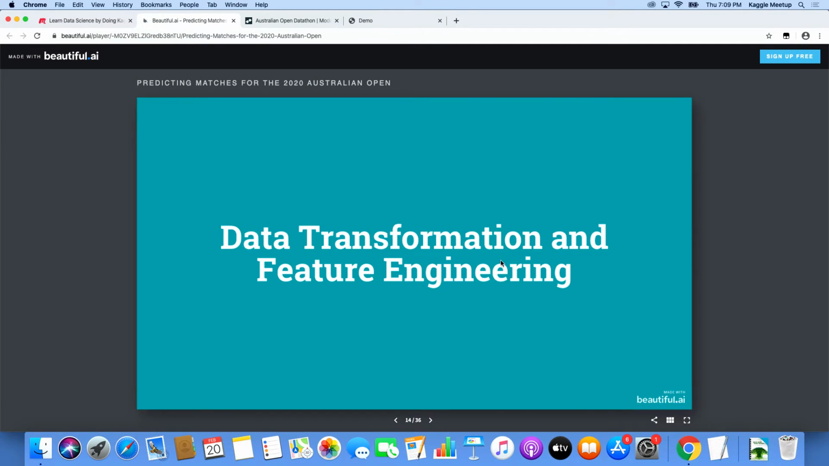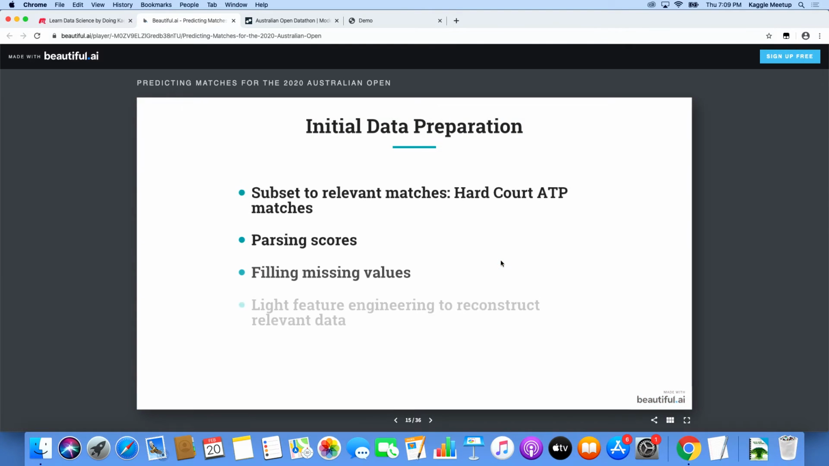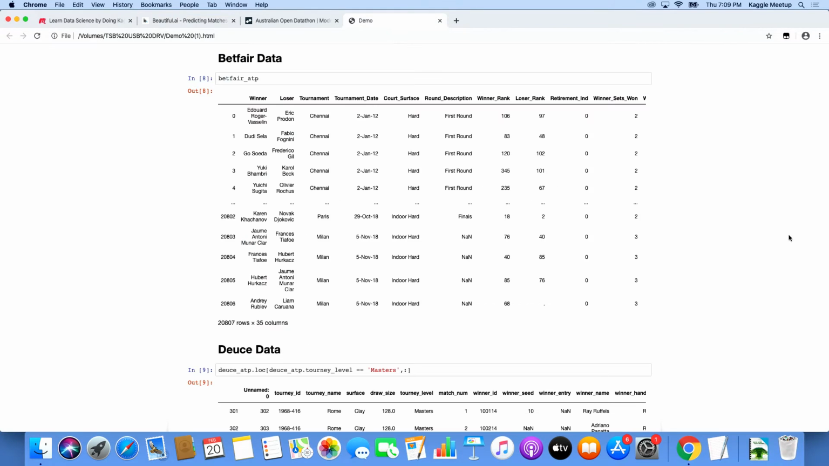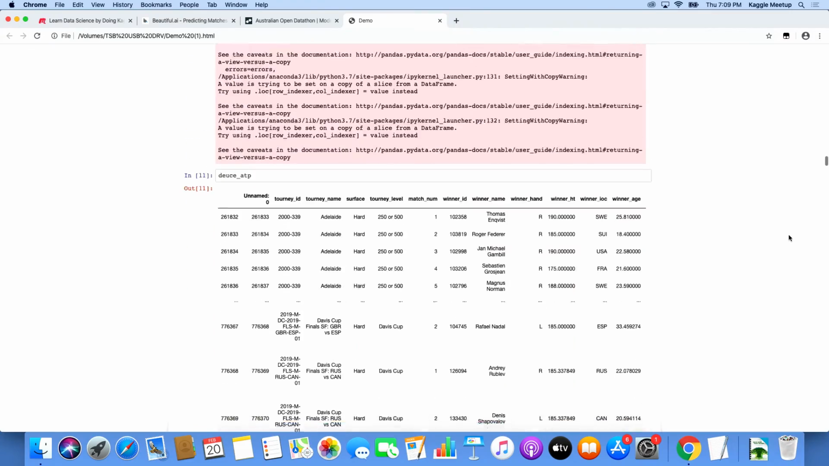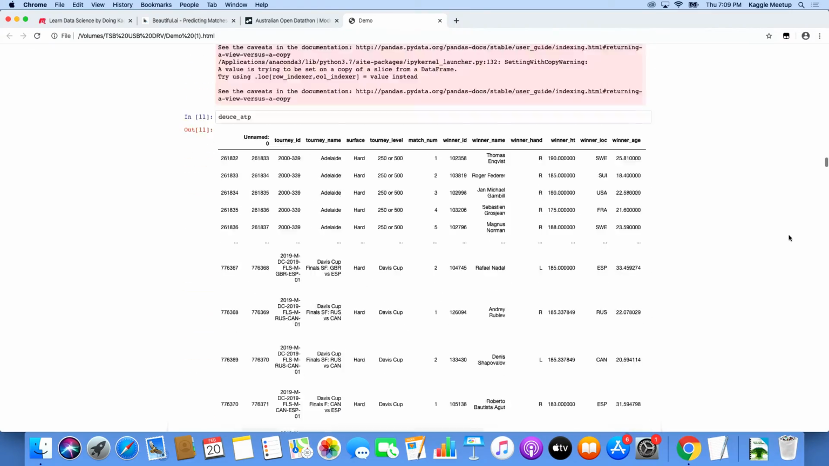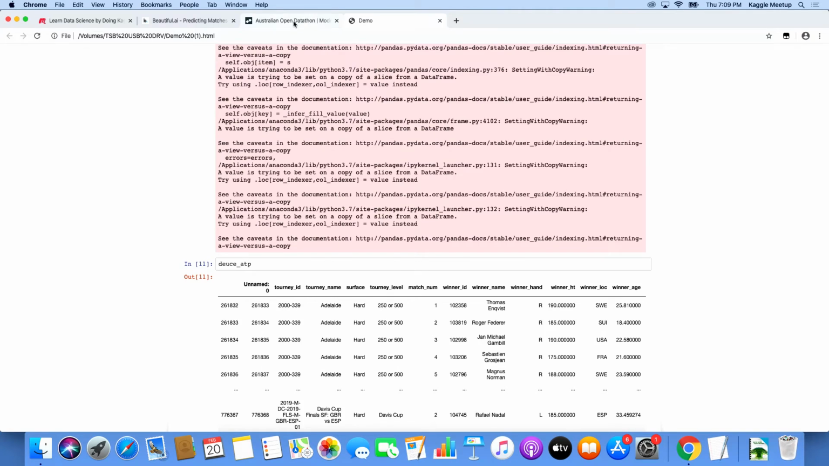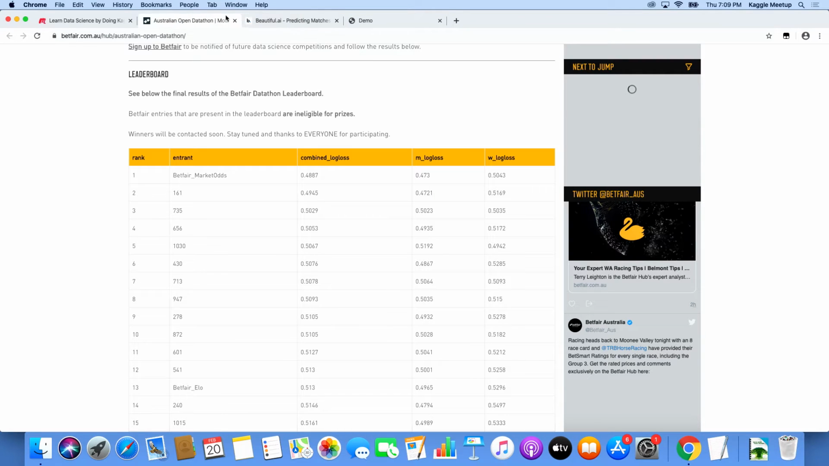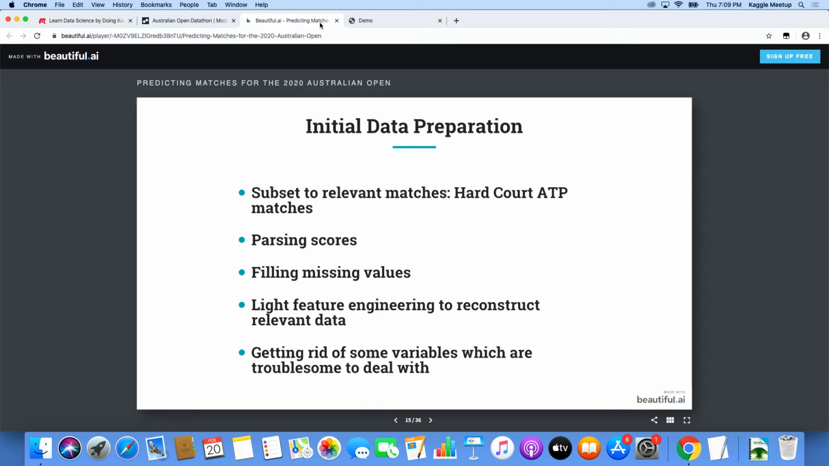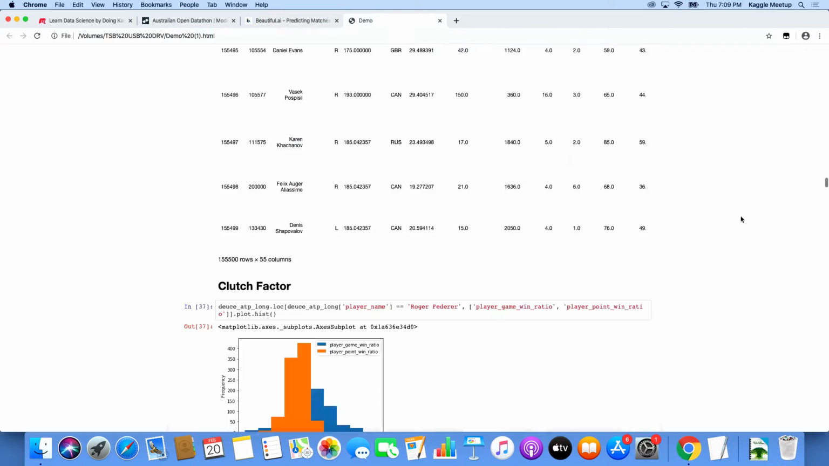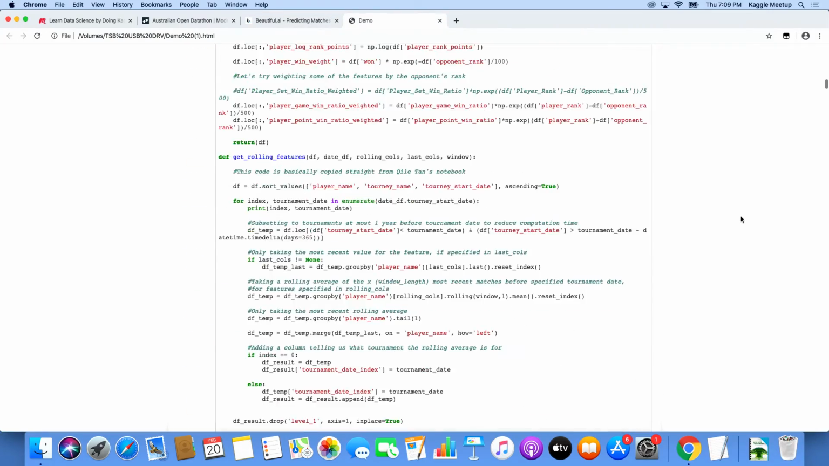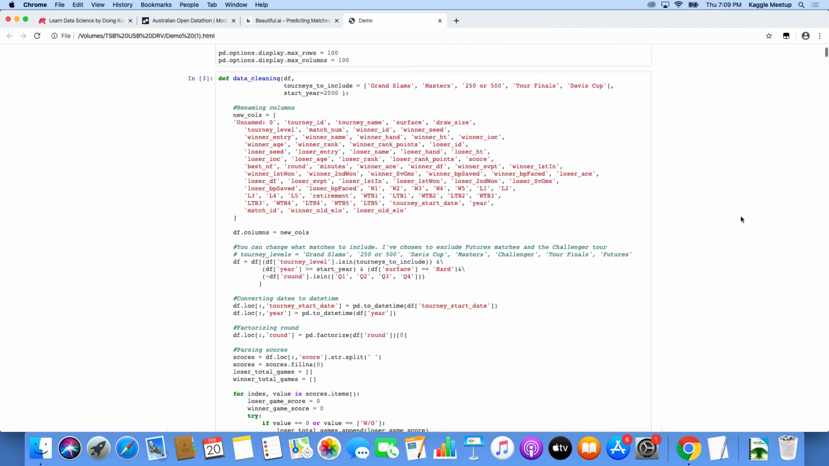So now onto the data transformation and feature engineering process. After we got our data, one of the first things that we'll need to do is to clean it up. I have a function here that does all that. Hopefully you can at least broadly understand what's going on.